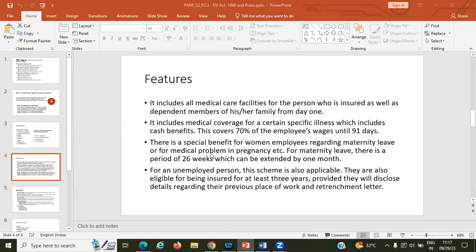So these are the features of this act. Maternity leave is one feature, and unemployment is one feature. These are the main features of the ESI Act.